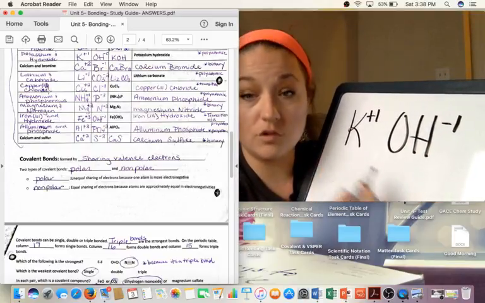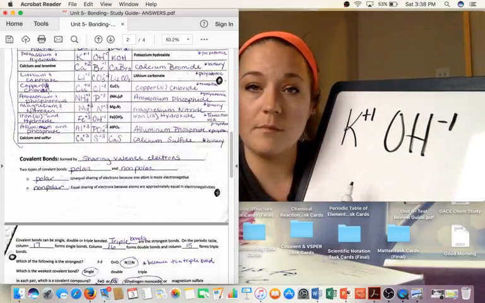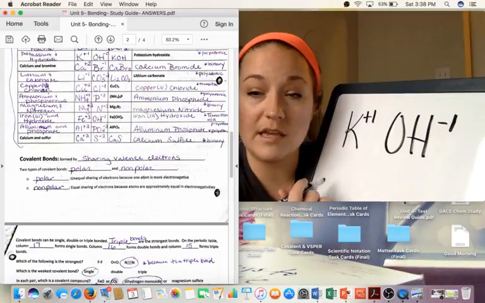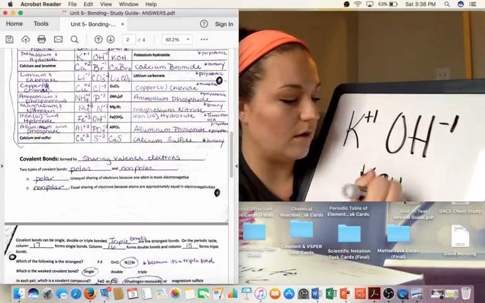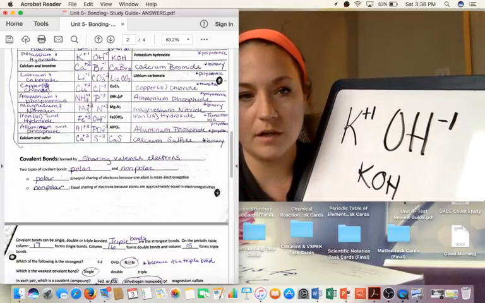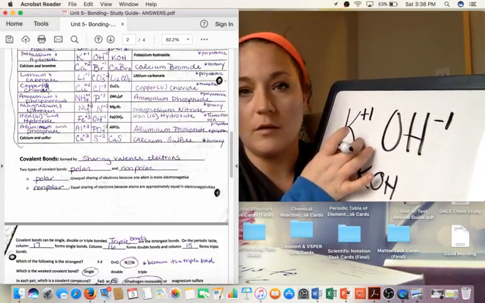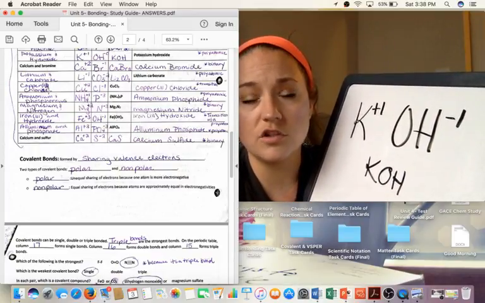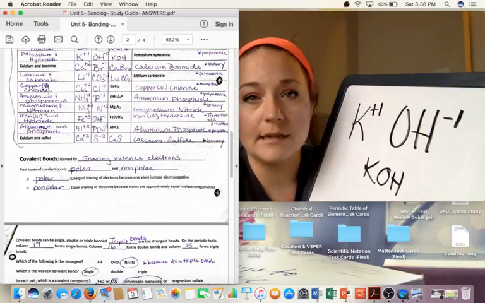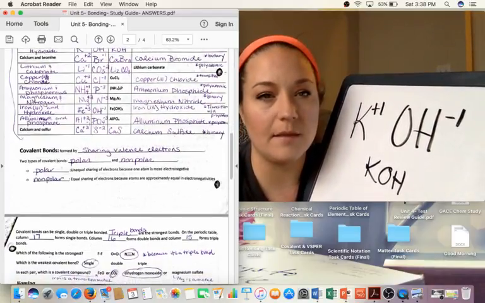When I add them, they cancel each other out. +1 - 1, does it equal 0? The answer is yes. So all you have to do is write KOH for your formula. Now, potassium is involved, so when you put in what elements or compounds are involved, you just write potassium and hydroxide because you don't change a polyatomic name.